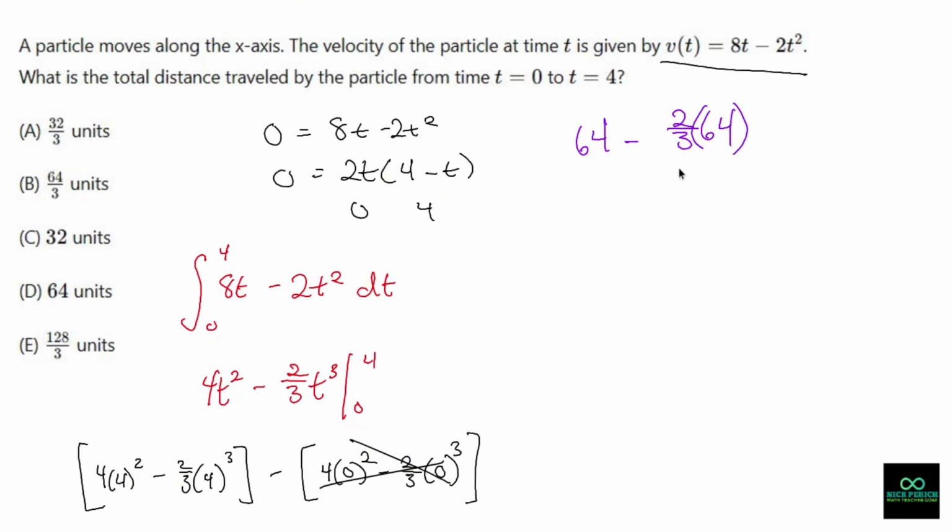And I believe, no, that's not going to be pretty at all. I was hoping it would be. Let's turn 64 into something over 3. So 64 times 3 is 192 over 3, minus 128 over 3. And so 192 minus 128, that's 64 over 3. Oh, I should have done that. I should have known that. 64/3, which is going to be B.